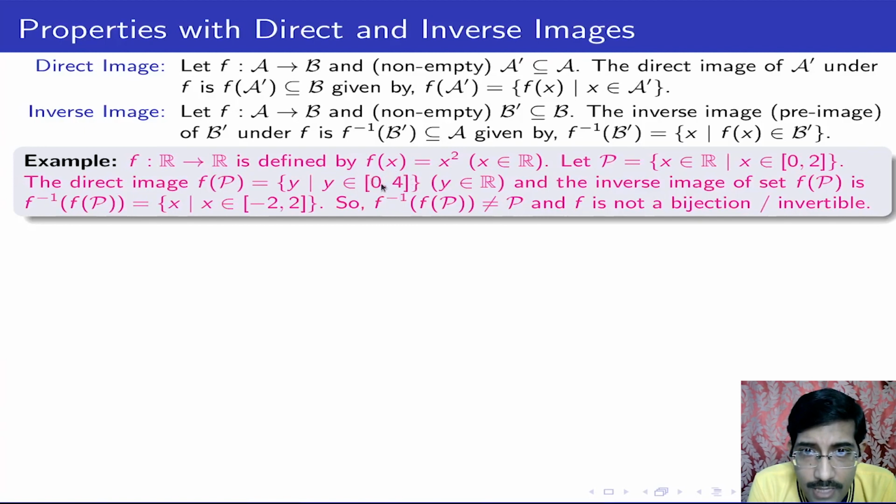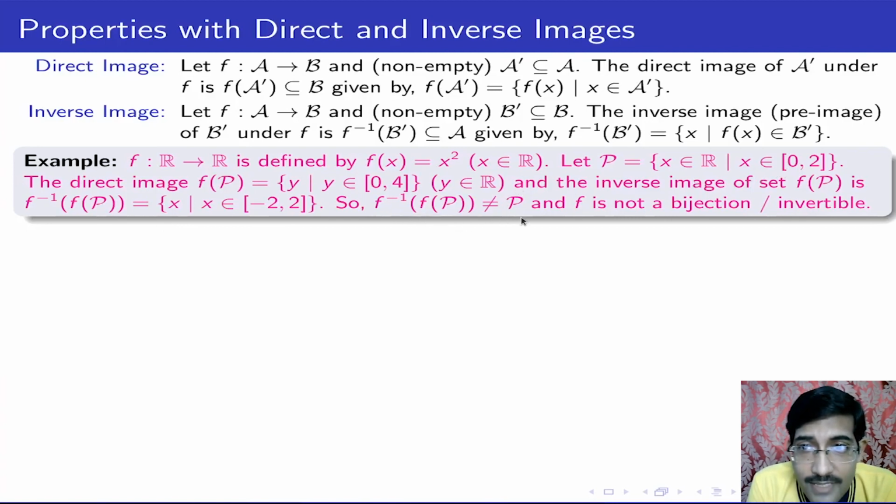The inverse image, however: if you take the inverse image of that 0 to 4 range, that means these elements are mapped from what elements in the domain R? I can see that this 0 to 4 range can be mapped from the -2 to 2 range. So if x is -2, I go to 4. If it is 0, I go to 0. If it is +2, I go to 4. So it is not always the case that if you choose an arbitrary subset and take the direct image, and then come back with the inverse image, you will get the same set you started off with.